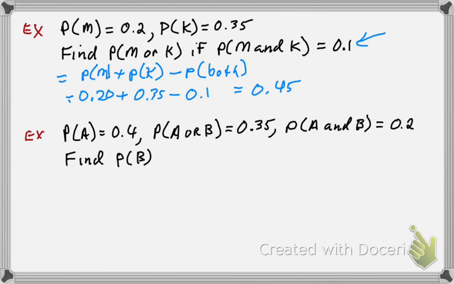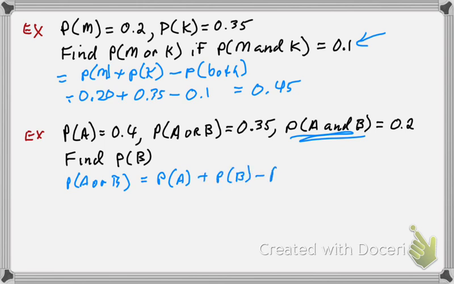One to go. I'm just looking at it. I've got probability of A, they're giving me the probability of A or B, and the probability of A and B. Well, seeing this out here tells me general rule, right? Because there's an overlap. So I'm looking for the probability of B. So if I take the general rule and say, okay, probability of A or B equals probability of A, probability of B minus the probability of A and B.